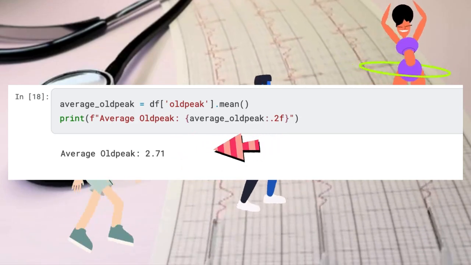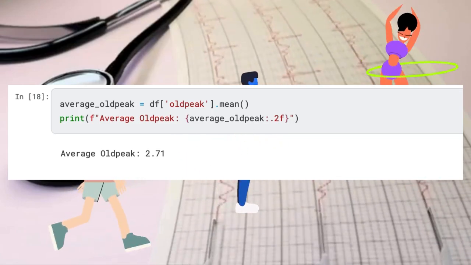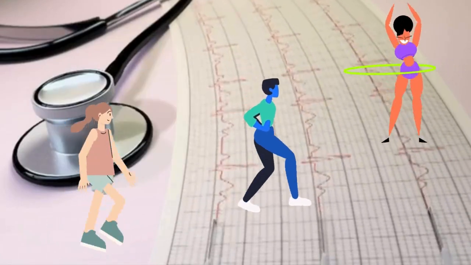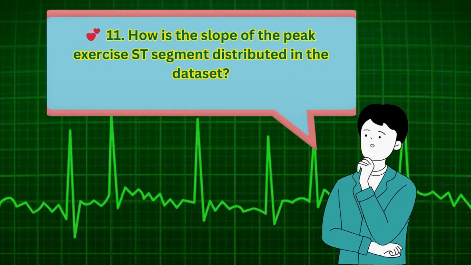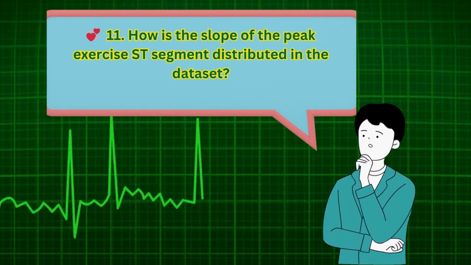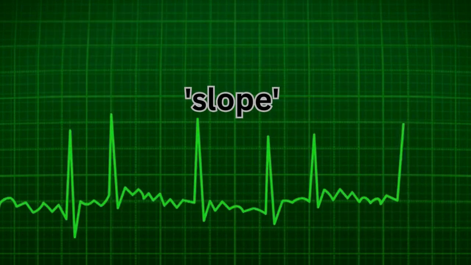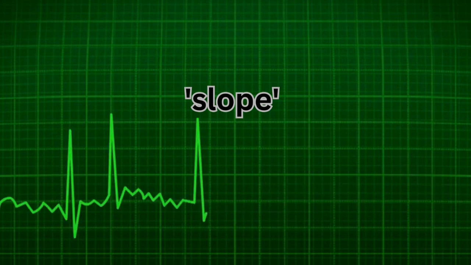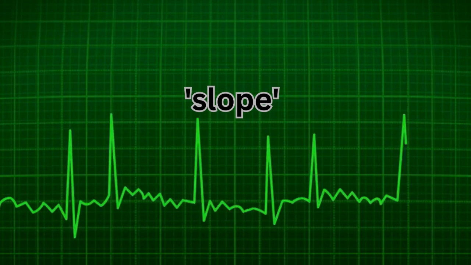Understanding this average provides us with insights into the typical ST depression levels observed among the patients during exercise, which is crucial for evaluating their cardiovascular health. 11. How is the slope of the peak exercise ST segment distributed in the dataset? To understand the distribution of the slope of the peak exercise ST segment, we visualize the data using a count plot. This plot shows the frequency of each slope type in the slope column, helping us see how common each slope type is among the patients.